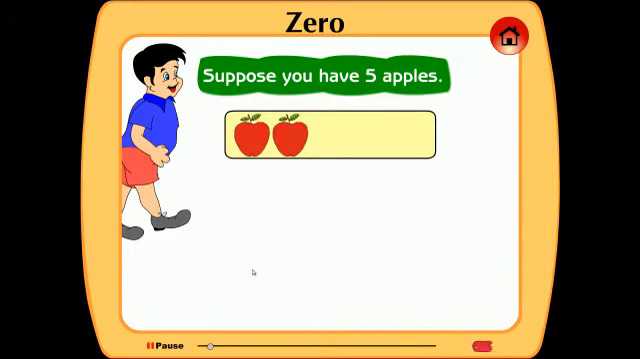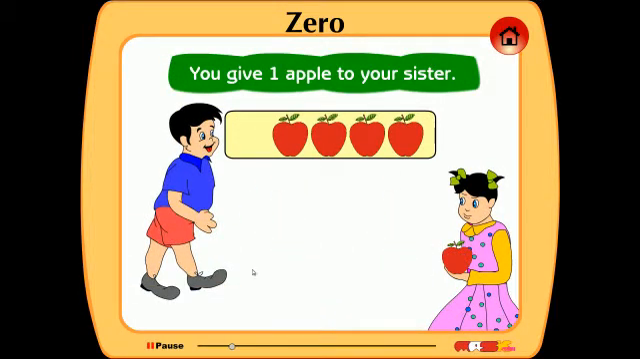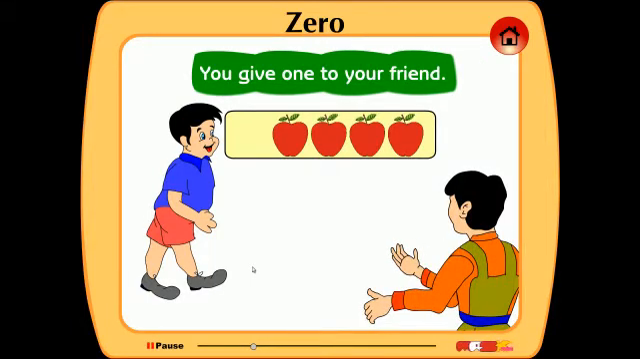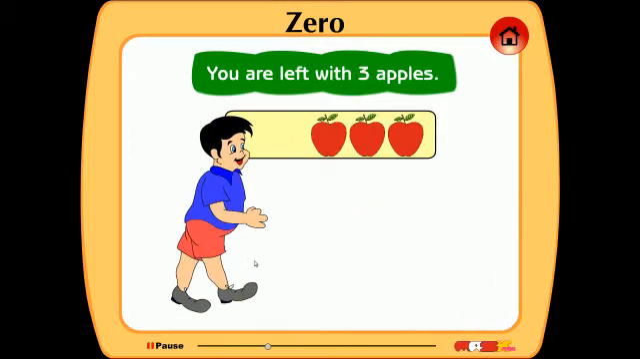Suppose you have 5 apples. You give 1 apple to your sister. Now you have 4 apples. You give 1 to your friend. You are left with 3 apples. You ate 1 apple.